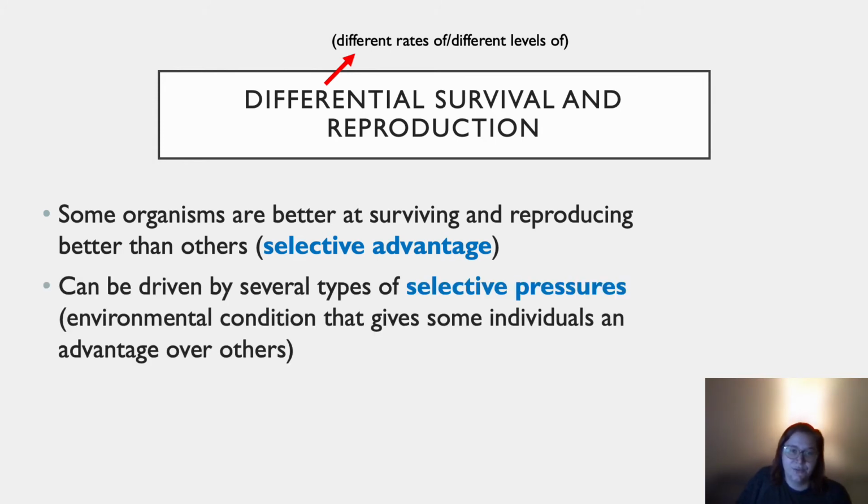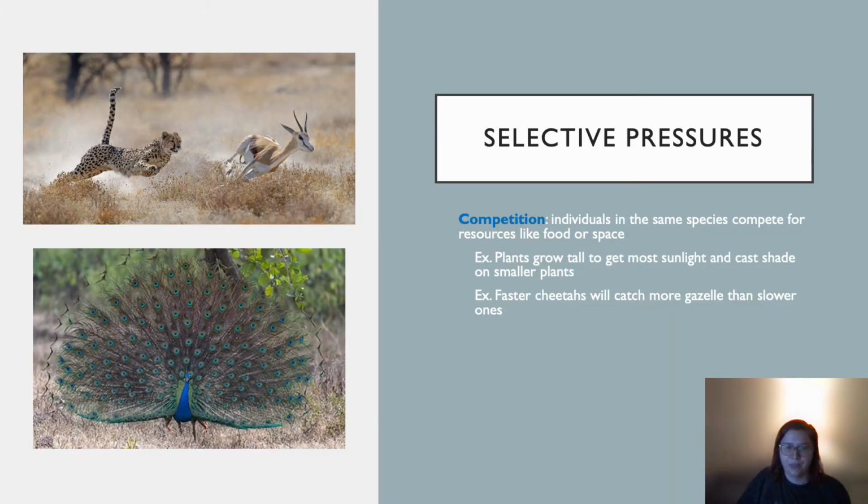And this differential survival and reproduction, or different levels of survival, is driven by several types of what's called selective pressures. Selective pressures are environmental conditions that give some individuals an advantage over others. So I'm going to go through selective pressures. The first selective pressure is competition. Individuals in the same species compete for resources like food or space.